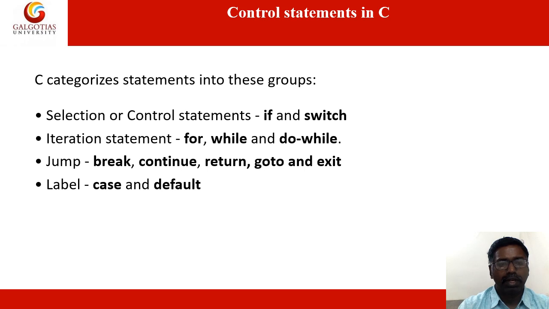Next is the iteration statement, otherwise called looping statements. Here we have for loop, while loop, and do while loop. Third is jump statements, with which the program flow can jump from one place to another, that means from one part of the code to another part of the code. Here we have break, continue, return, goto, and exit. And finally we have label statements, called case and default. We will see each of these statements explained by different programs one by one.